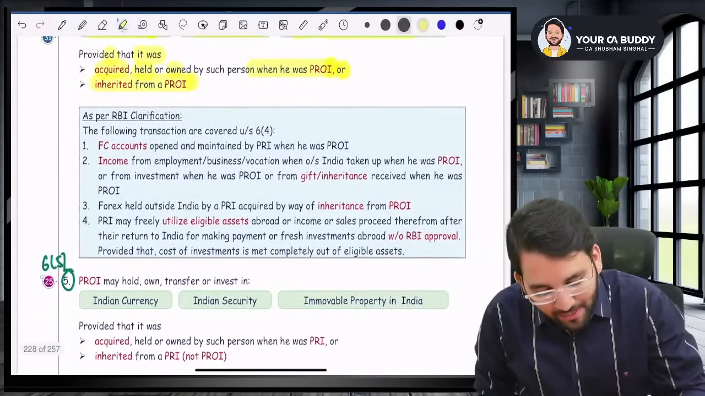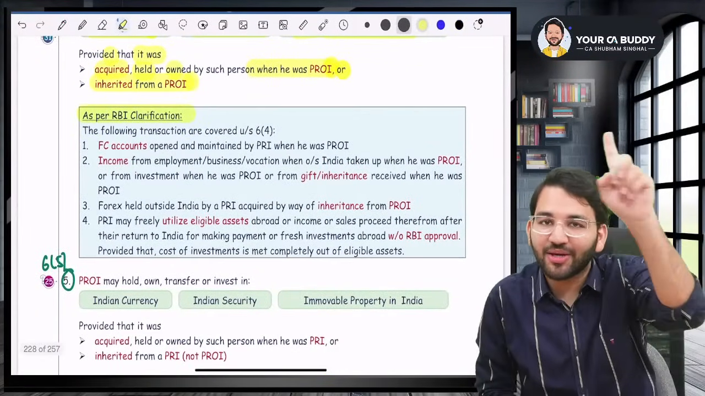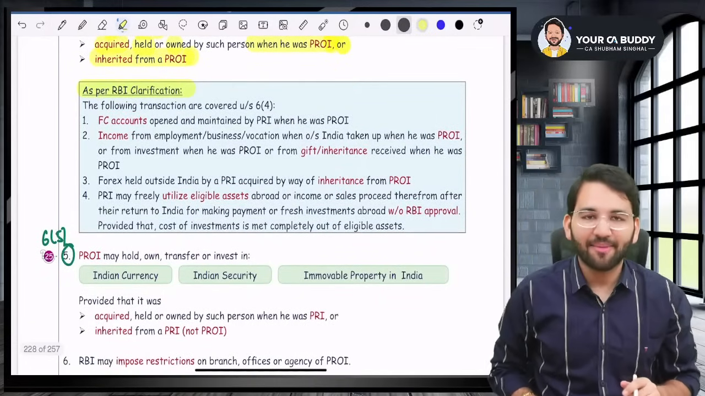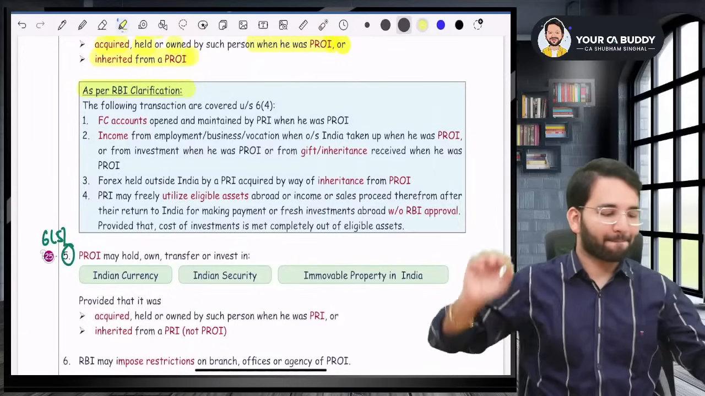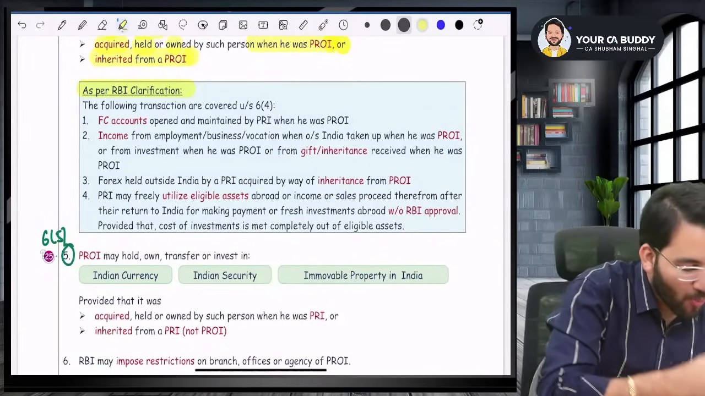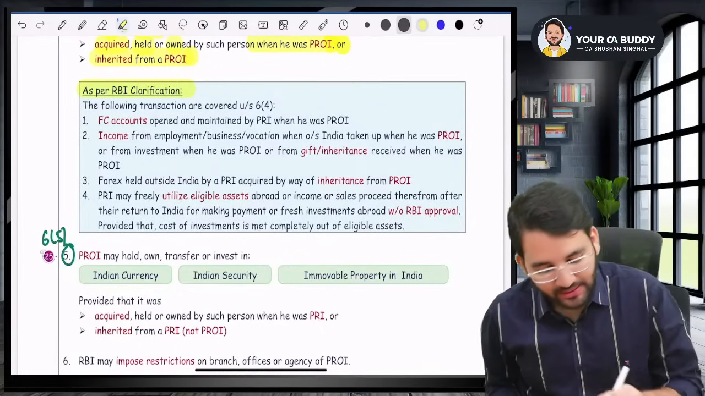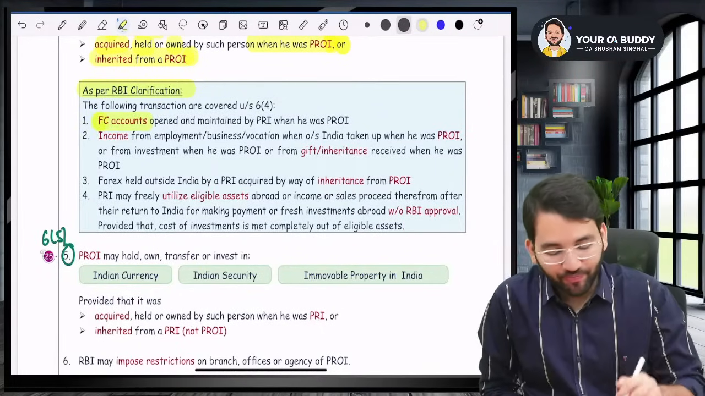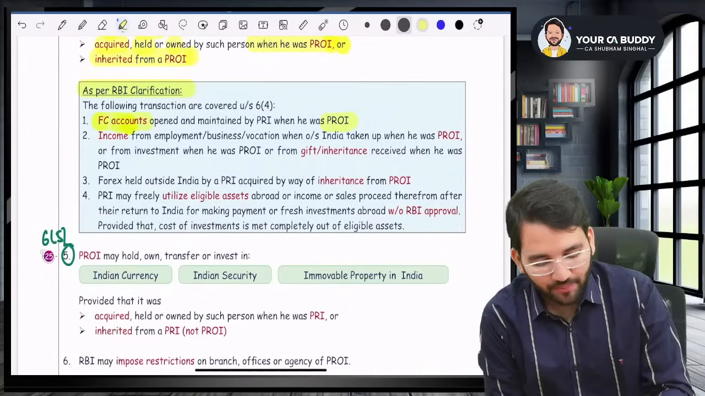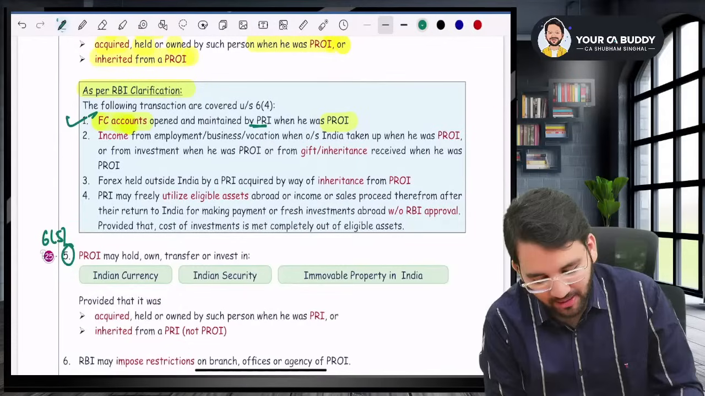Okay, please come here. Sir, there are four RBI clarifications. Remember the Rishabh Bhaiya example that I gave you. Only that will help. Are you getting my point? Listen to me. Sir, Rishabh Bhaiya's example: any foreign currency account he had when he was a PROI, he can continue even after he becomes a PRI.